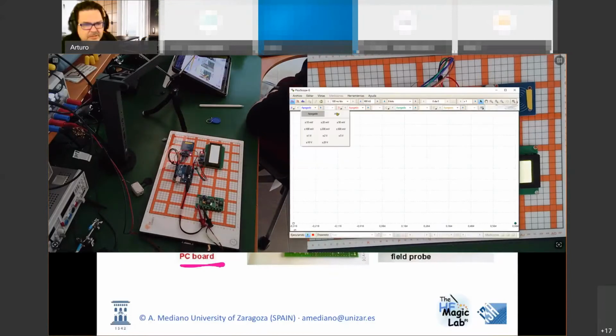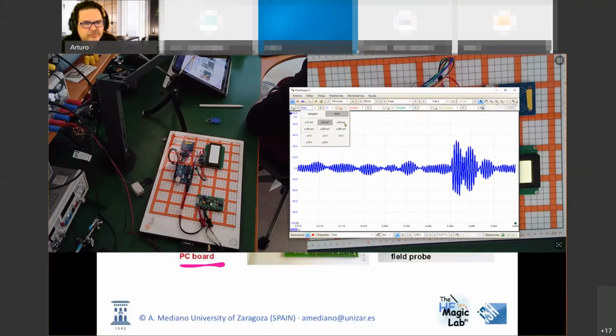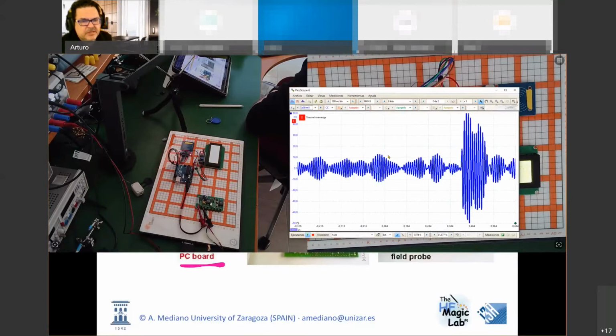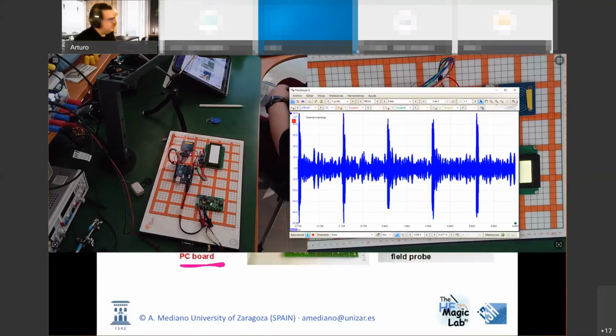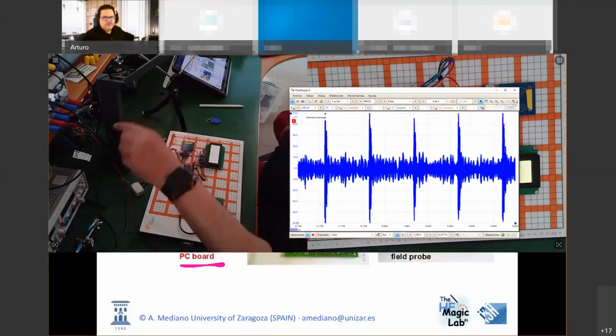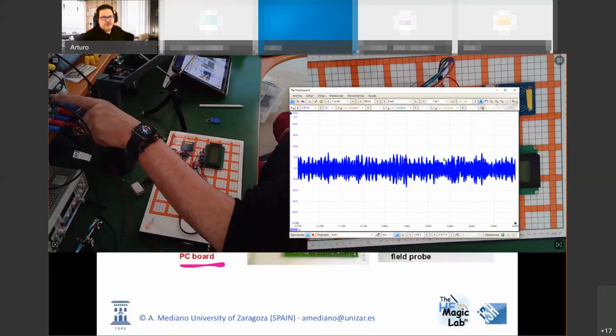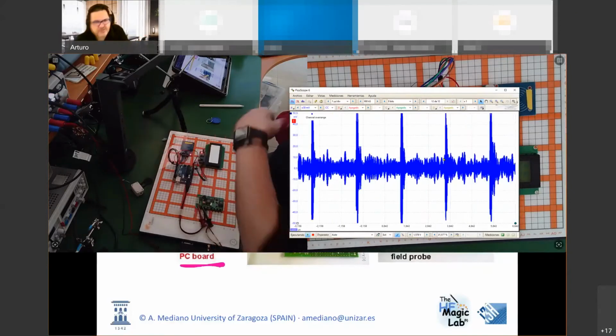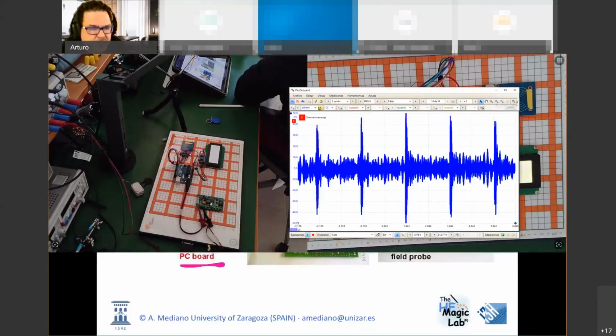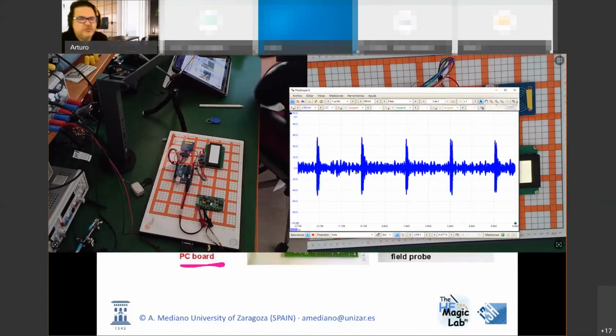So let me activate. This is the output of the antenna. We can update the amplitude, for example, to 50 millivolts per division. This is the signal I have. Let me see more periods. This is the signal I have with the device on. Let me switch off. Okay, if I switch off, the signal is fully different. If I switch on, I have additional elements. Let me put here 100 millivolts per division this way.